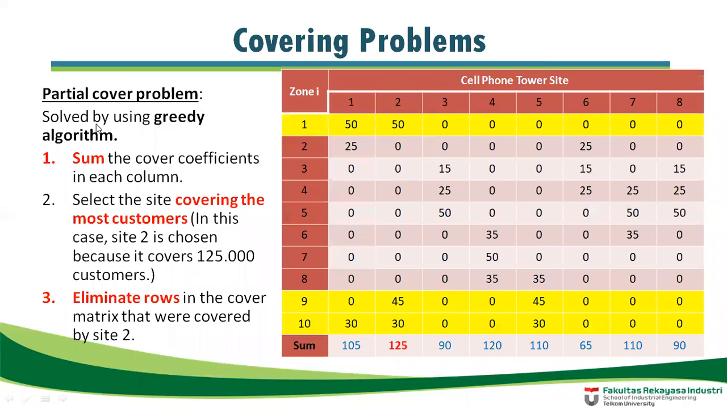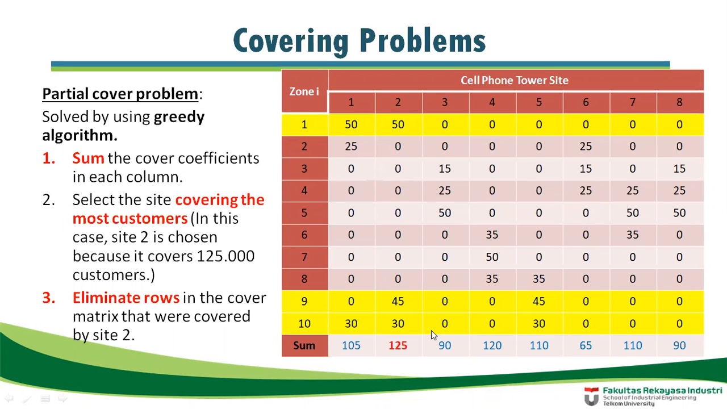The algorithm is the greedy algorithm. The greedy algorithm starts by summarizing and doing some calculations. It is actually very easy to do because you just create a table similar to the total covering problem, but the difference is finding the largest facility that could serve many existing facilities. So that's the point. All you have to do is sum the cover coefficients.